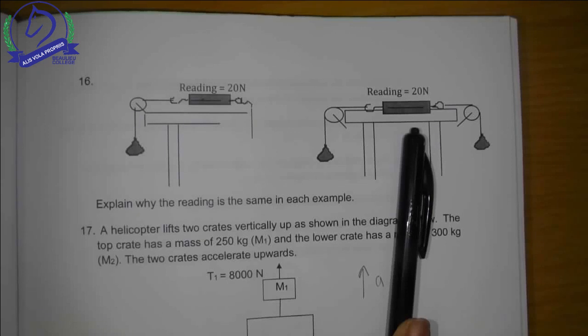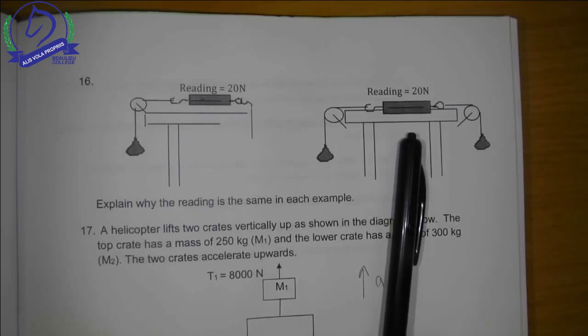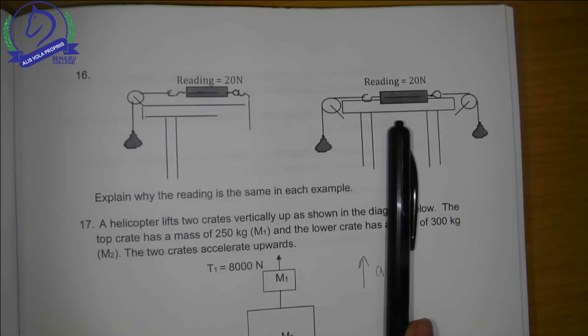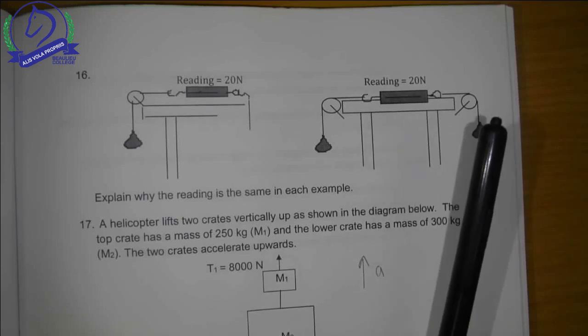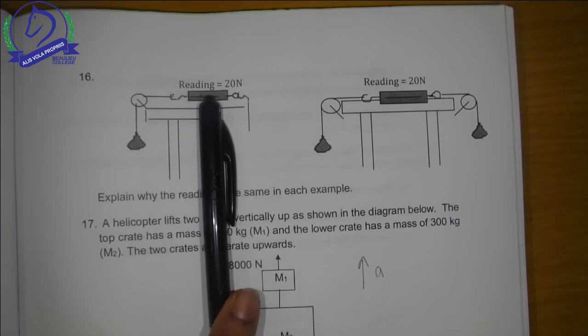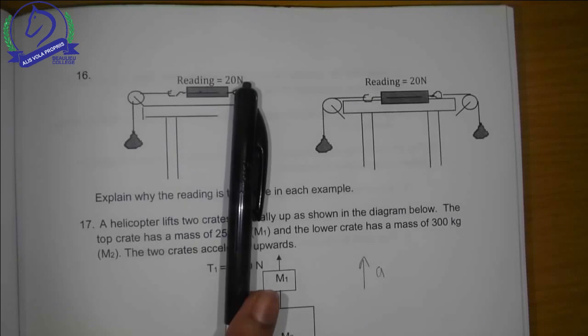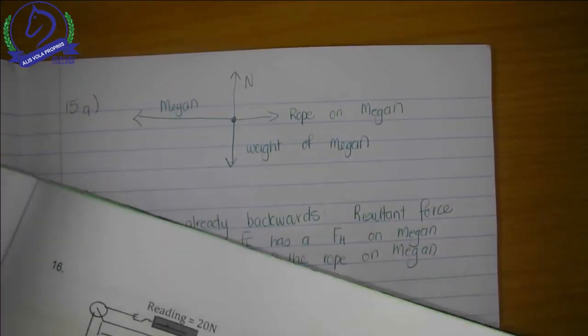It doesn't matter here where the support is, whether the support on the right of the spring balance is fixed or not. As long as the system is not accelerating, then the spring balance will definitely be in equilibrium. So the force in the string to the left must equal the force in the string to the right. In other words, this spring balance is in equilibrium because the force here and the force here are equal to each other.